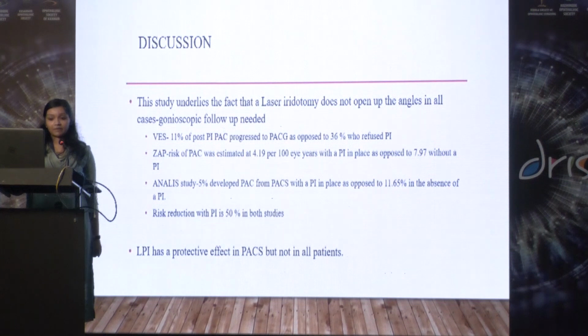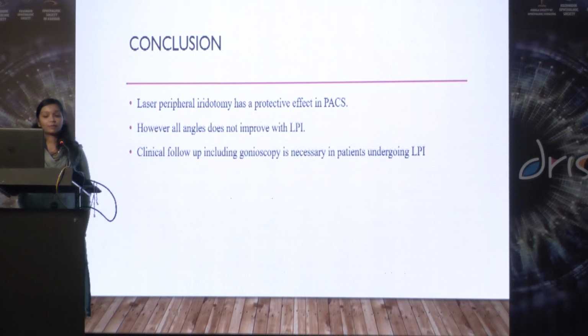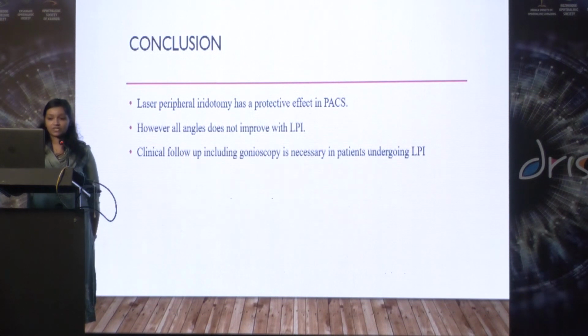In the Singapore angle closure prevention study, the risk of primary angle closure was estimated at 4.19 per 100 person-years with a PI in place, as opposed to 7.97 without a PI. In the Zhongshan angle closure prevention study, 5% developed primary angle closure from primary angle closure suspect with a PI in place, as opposed to 11.65% in the absence of a PI. So the risk reduction in both of the studies is 50%, so laser peripheral iridotomy has a protective effect in primary angle closure suspect.